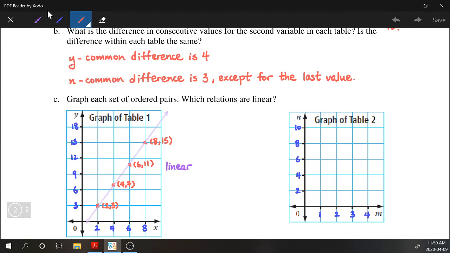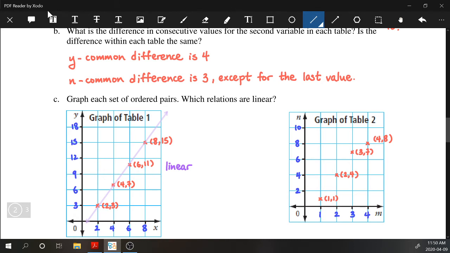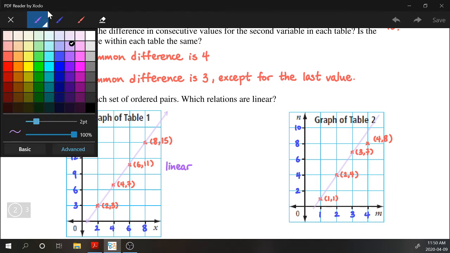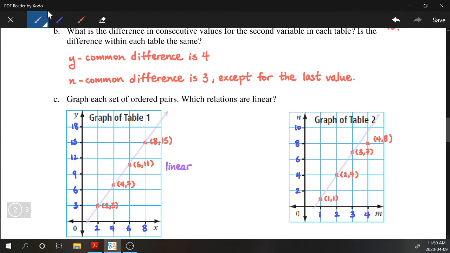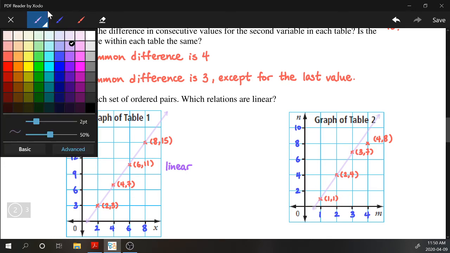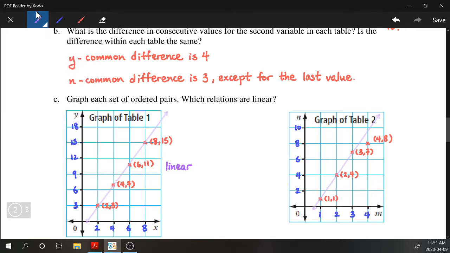So the first point is 1, 1. The second point was 2, 4. And then 3, 7. Oh, this is 2, 4. And then finally ends up at 4, 8. So even if I didn't draw a line through the 4 points, you can see pretty clearly that this doesn't form a straight line, right? It doesn't go through the last point correctly. So we can say that this example is nonlinear, or not linear.